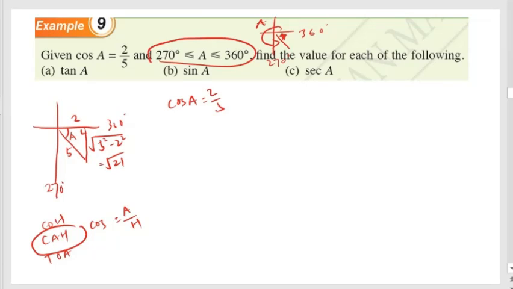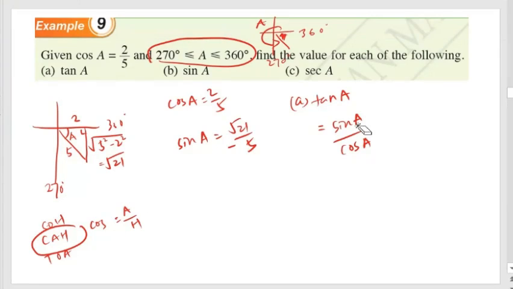Cos A equal to 2 over 5. Sine A equal to square root 21 over 5. And another one, the sign here is positive or negative? Fourth quadrant, sine, y coordinate, negative. So negative square root 21 over 5. Okay, this one you have to know. Then what is the tangent A? Tangent A is sine A over cos A. Or you can simply use opposite over adjacent. Opposite is square root 21, adjacent is 2. And here is positive or negative? Fourth quadrant, tangent, negative.